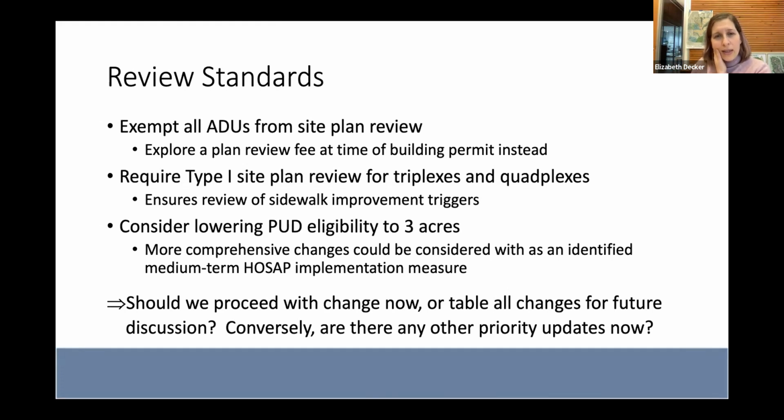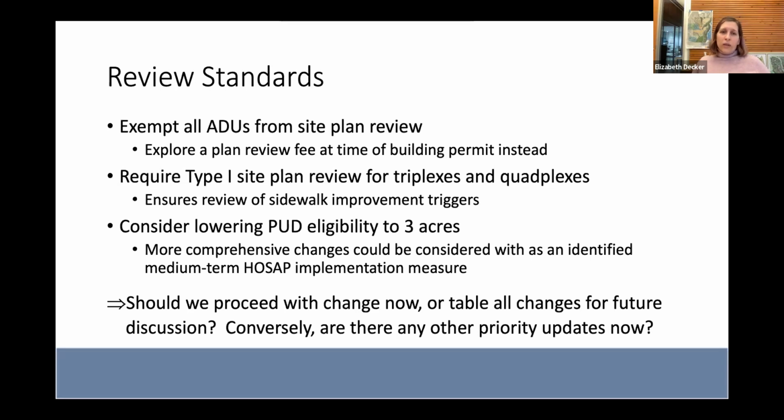But from a land use perspective, all the ADUs will be taken out of the site plan review process. And then triplexes and quadplexes would go to a type 1 site plan review, exactly those issues that Eric and Phil just raised. So we also explored, do we even need a type 1 site plan review? What we heard from development engineering is that it is really the process to evaluate site improvements, particularly whether sidewalk improvements get triggered. They have different thresholds that have to do with trips and impact generation. That means they still think triplexes and quadplexes need to go through that review. So that's the proposal there.